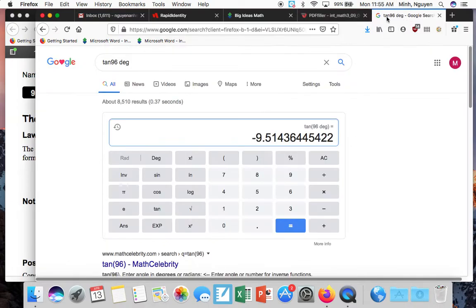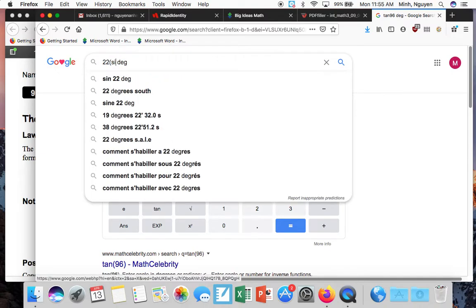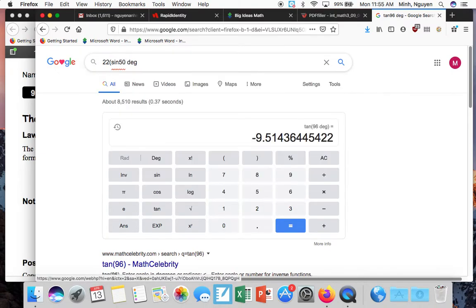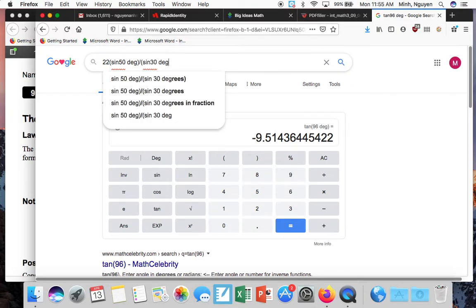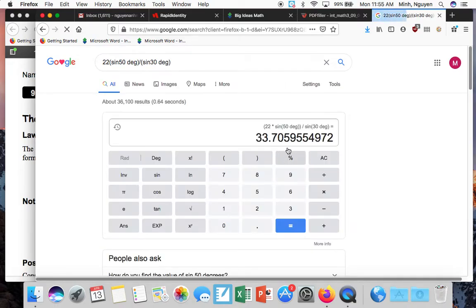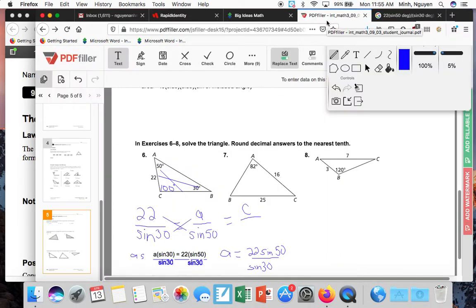So again, just use a calculator. 22 times sine 50 degrees divided by sine 30 degrees. So I've got 22 times sine 50. And I'm doing this just so we look like everything's happening in the order that we wanted it to. We're not misoperating anything.